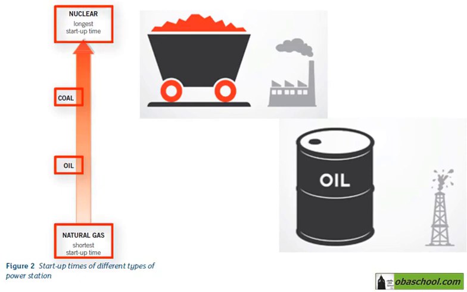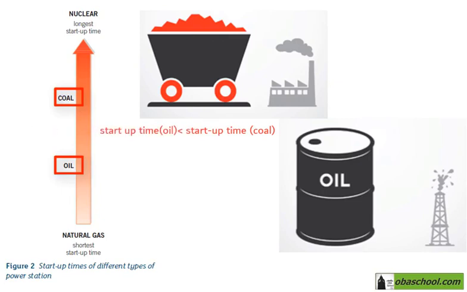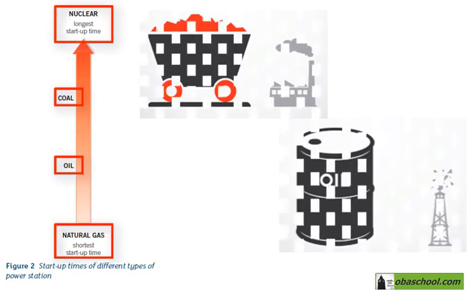and nuclear power stations. Noting that the oil power station has shorter startup time as compared to the coal power station, and this is because the oil power station depends on the combustion turbines, which have relatively fast startup time as compared to the coal power stations that depend on the steam turbines that often require more time.